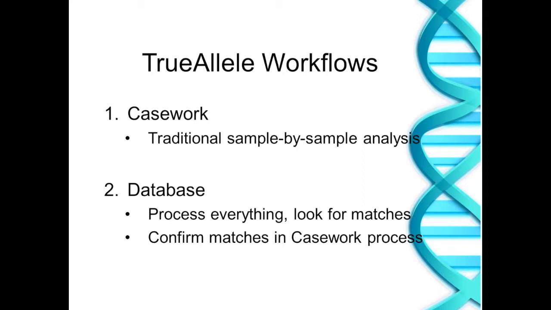If you're familiar with the Trulio user manuals, you'll know that the user manual describes 2 workflows. The first one is the casework workflow, in which you work items selectively on a sample by sample and case by case basis. You take individual sample files from individual cases, create work requests on those individual files, and then determine if you have matches within your case.